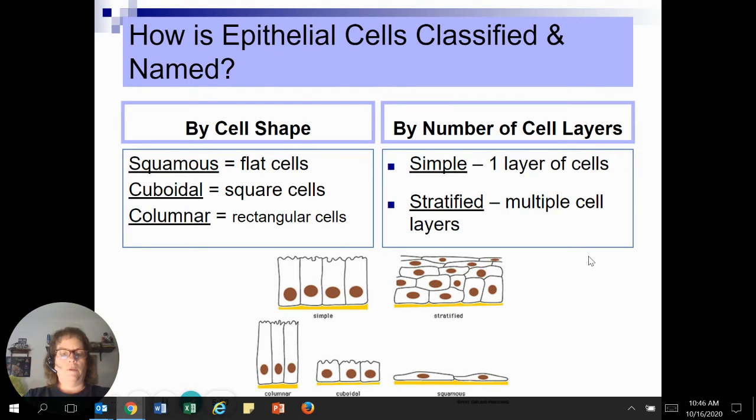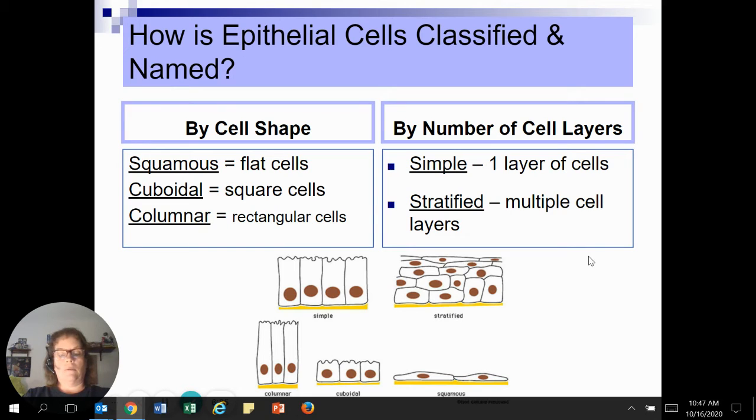Okay, so these epithelial tissues are classified and named based on two characteristics. The first characteristic is the shape of the cell, and the second one is how many layers of cells there are. And this is usually how they're named. So you start with the layer name followed by the cell shape. You have three cell shapes. You have flat ones that are called squamous, square ones that are called cuboidal, because they're cube-shaped, and then you have rectangular cells, which are called columnar, because they look like columns.